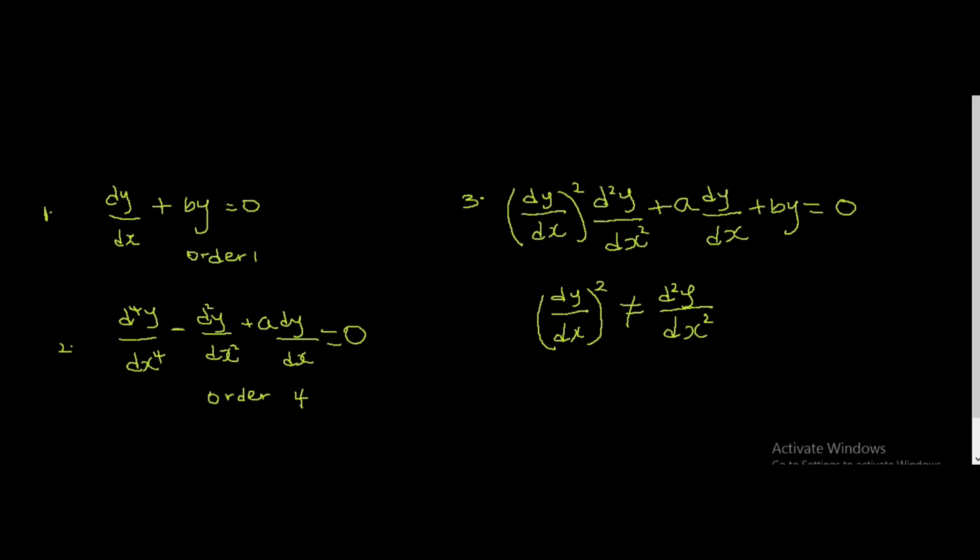You can't open this bracket and multiply with this. So the order of this equation here is 2. So you see that the order of a homogeneous differential equation is very easy to understand. So we'll stop here for now.